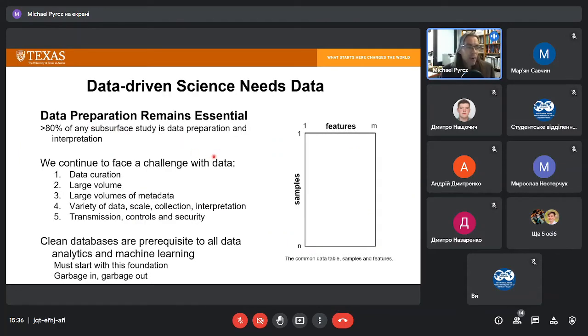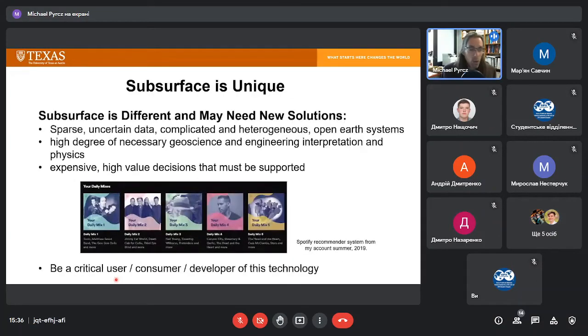Okay, data preparation and working with data remains essential. Every project I work on, 80% or 90% of our time is getting the data ready with engineering and geoscience interpretation and processing in order to build our machine learning models. So still, most of the work is going to be the engineering and understanding the data. Remember, garbage in, garbage out. If we don't do a good job with our data, our machine learning models are useless. They will not do very well at all.